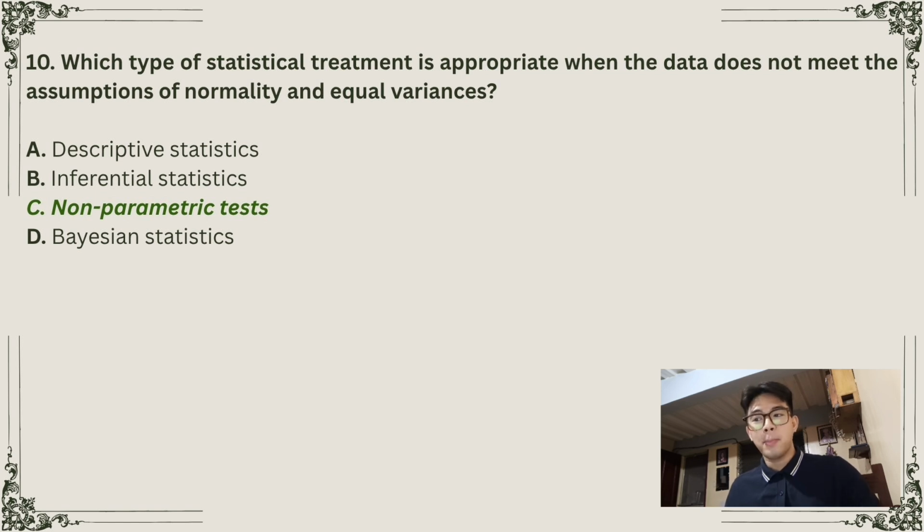And letter D, Bayesian statistics, a pretty new word for us. Bayesian methods are powerful for updating probabilities as new data comes in, but they don't specifically address issues like non-normality or unequal variance the way non-parametric tests do.